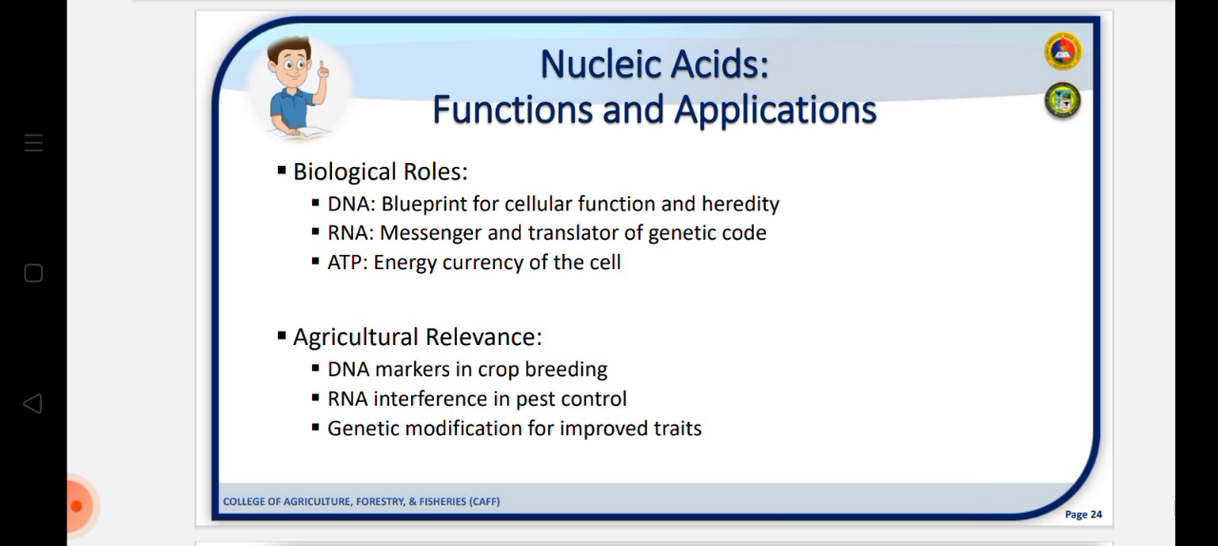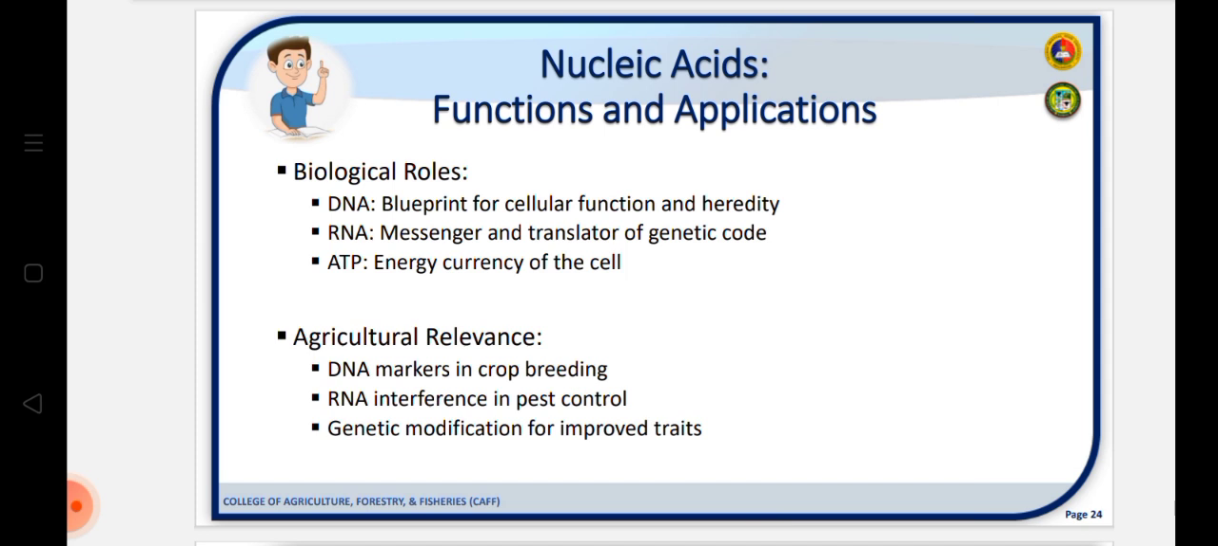active transport. So in terms of agricultural relevance, nucleic acids are more than just molecules. They are actually tools for innovation. For example, we have DNA markers used in crop breeding to identify desirable traits like drought tolerance, disease resistance, or improved yield. Marker-assisted selection speeds up breeding programs and enhances precision.